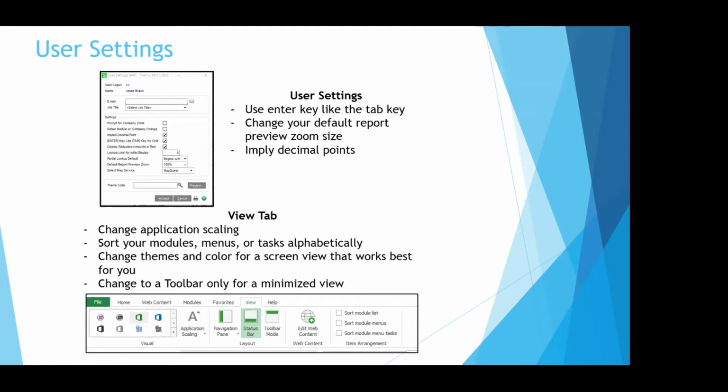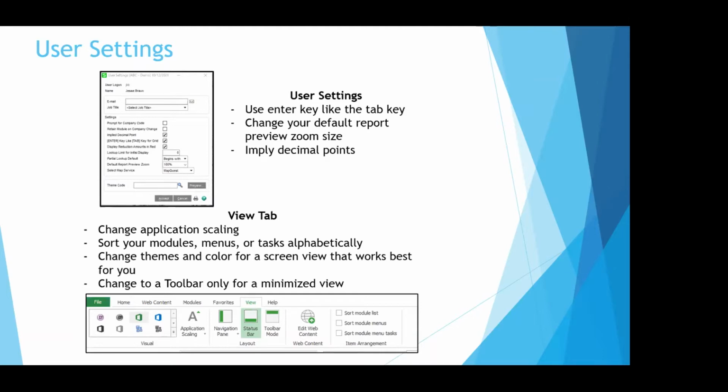When you run any standard report out of Sage, it defaults to just 100%. And I think some of you may have found that that's pretty small. It's actually really small. By changing that default report preview zoom, every time you open a report, it's going to open in 150%, 200%, something like that, and give you that bigger picture of the report without having to change it every single time.